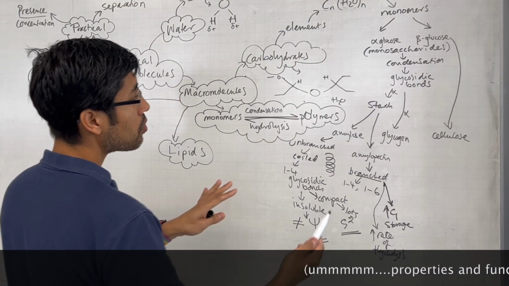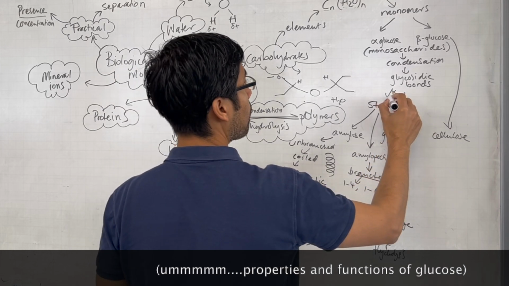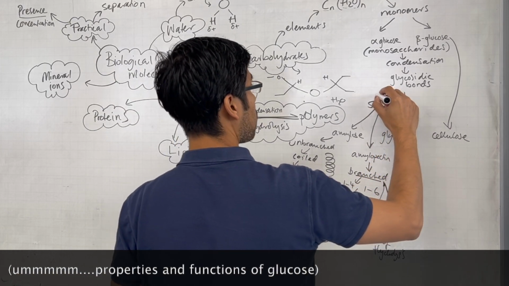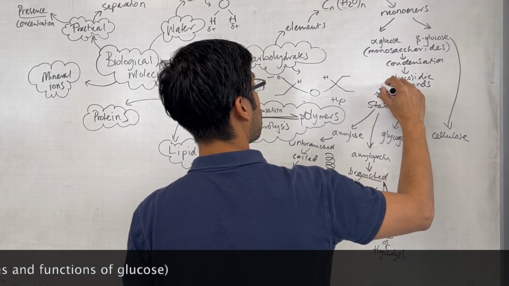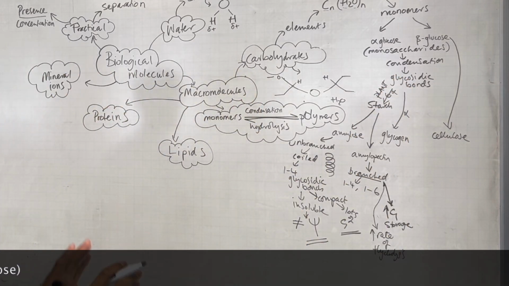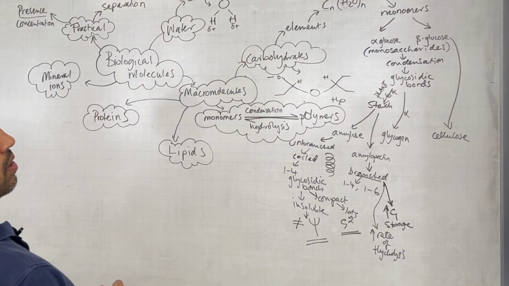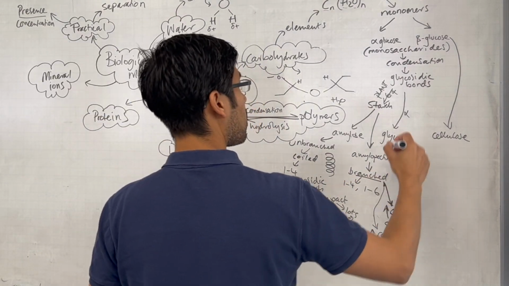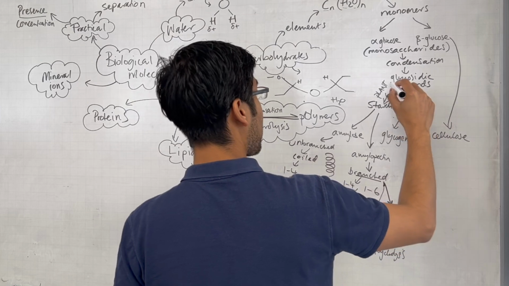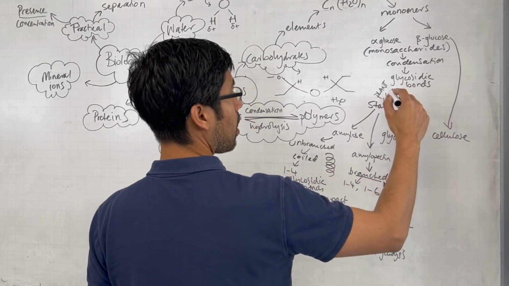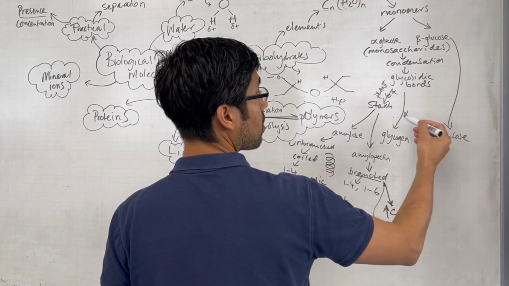All right, just to note that starch is a plant polysaccharide. So this is happening in plants, whereas glycogen is what we are talking about in animals. So the animal form of alpha glucose storage is glycogen.